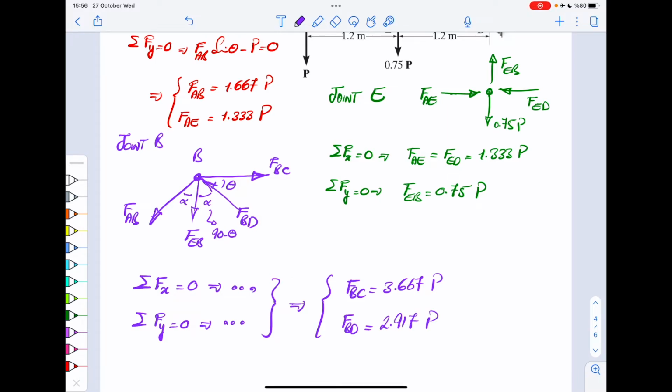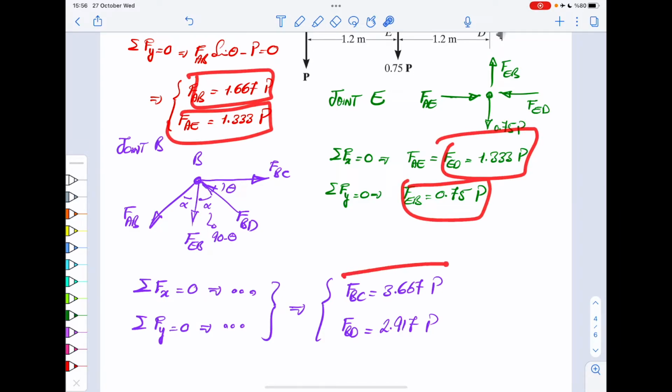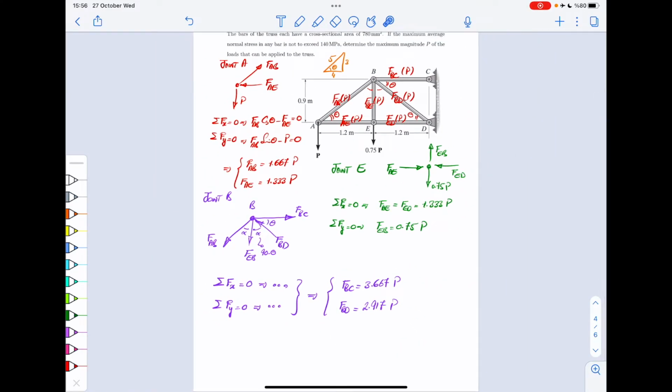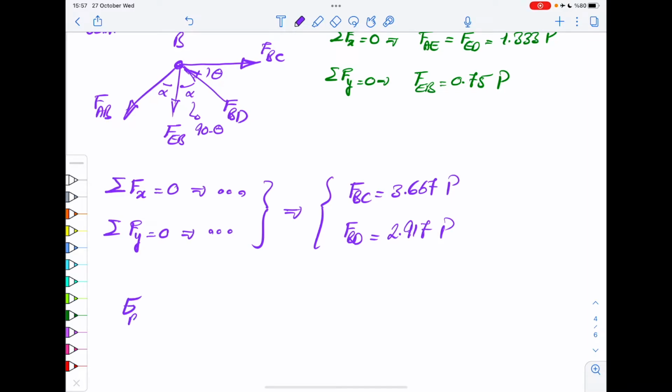Okay, so among all the members, you can now immediately see. So this is AB, AE, ED, EB, BC, and BD. You had 6 members. These are the forces in those, and obviously this is the maximum, or this has the highest coefficient of P, right? So this is the most crucial member, and what you need to do now is to make sure that stress in that member is smaller than the allowable stress, which was 140 megapascal.